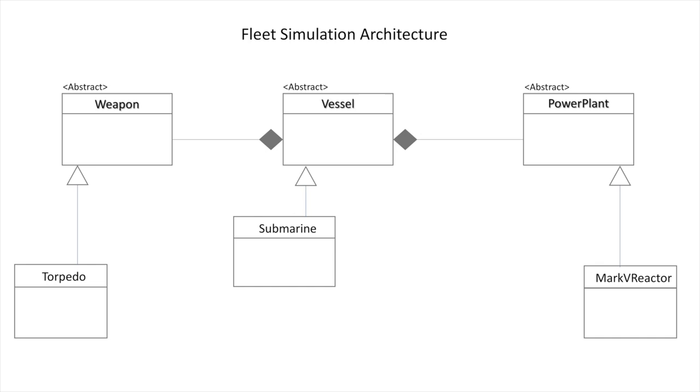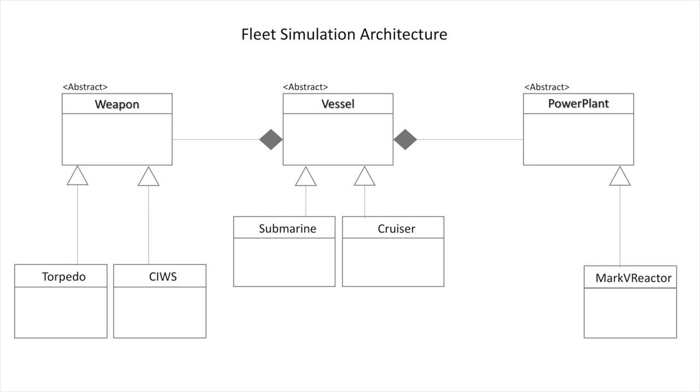Similarly, if we wanted to create a cruiser, we could create a CWIS, close-in weapon system, object, and then a different type of power plant, a gas turbine engine. So your architectures become very stable at the top, and then you use derived classes. This is object-oriented programming 101, but I'm going to show you how to do this in Python. So let's take a look at some technical details.